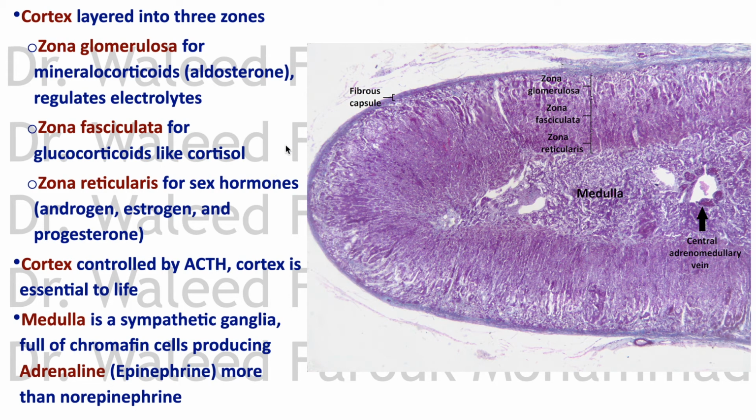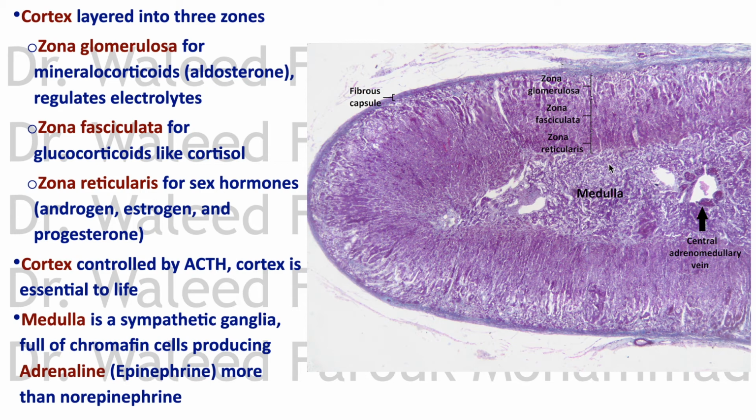The microscopic structure of each gland demonstrates a cortex. You see, all this is a cortex, and the medulla. The medulla of the gland is actually a sympathetic ganglion, rich in chromaffin cells that secrete adrenaline more than noradrenaline. You will be asked about this. The main neurotransmitter in the adrenal medulla is adrenaline, not noradrenaline, and it's secreted or poured into the blood in fight or flight situations, in emergencies, I mean.